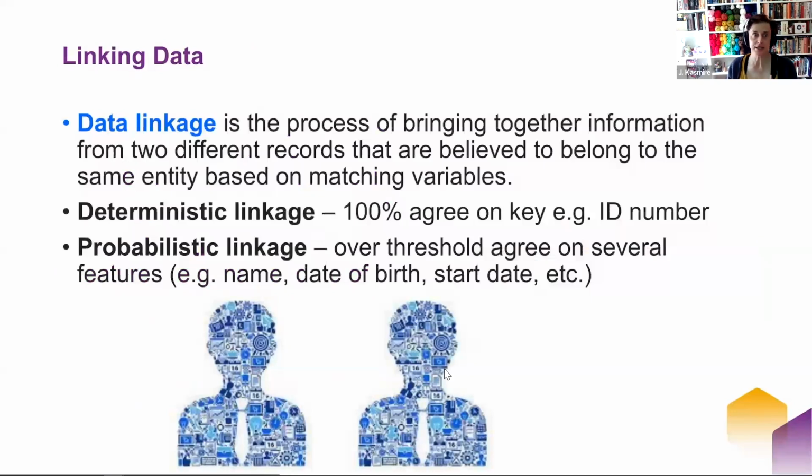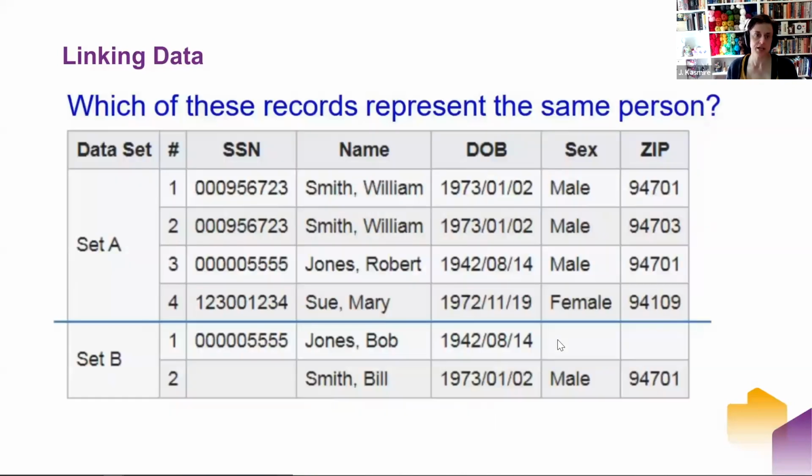Now, beyond purely joining tables, you have to think a little bit more carefully about linking data. So data linkage is the process of bringing together information from two different records that are believed to belong to the same entity based on matching variables. So in the joining examples, we saw employee ID number. And if we link purely on 100% agreement on something like ID number, it's called a deterministic linkage. However, there's also probabilistic linkage, which is that two different rows that agree on several features, if they reach a certain threshold of agreement, then they might be decided to be linked. So we'll look at an example here.